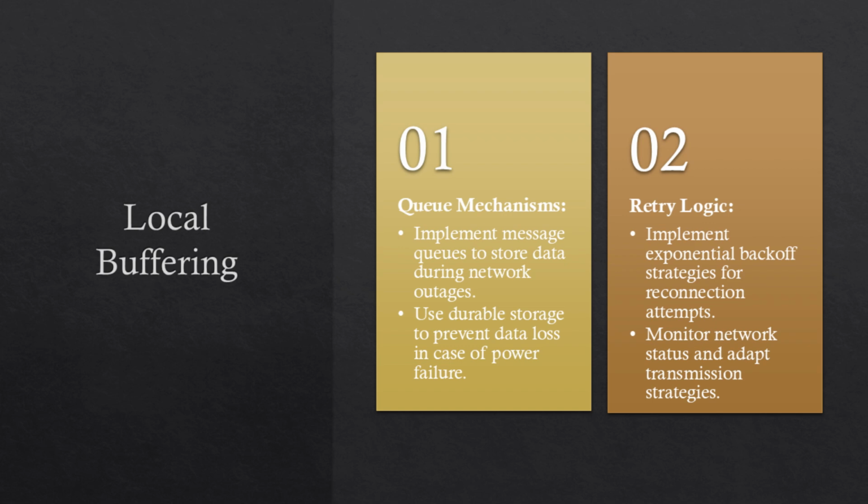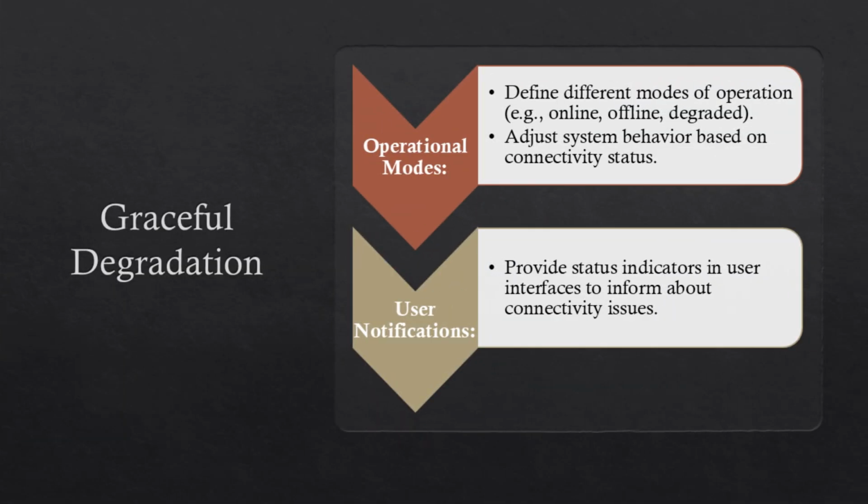Retry logic. The system employs exponential back-off strategies for reconnection attempts. After each failed attempt, the wait time before the next attempt increases, reducing unnecessary network traffic and conserving resources. Continuous monitoring of network status allows the system to adapt its transmission strategies dynamically, resuming normal operations once connectivity is restored. To maintain essential functionality during network issues, we implement graceful degradation strategies.